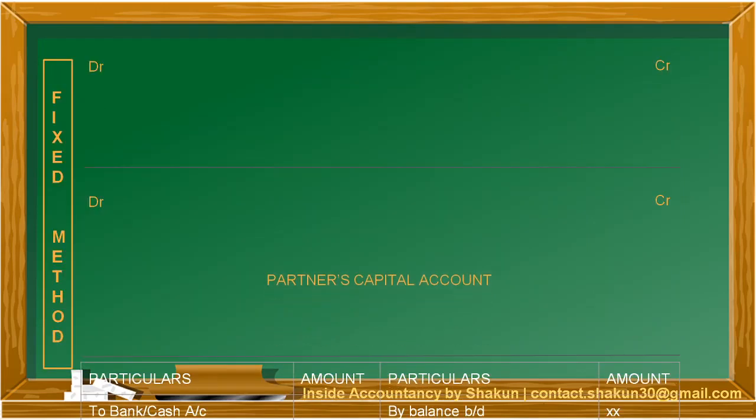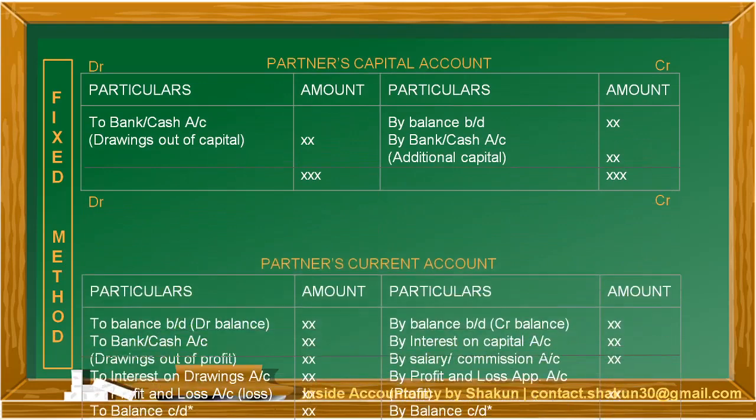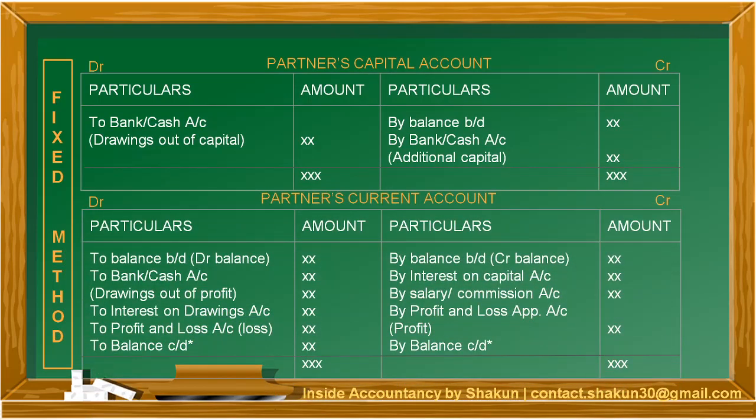In case of fixed method, we maintain two accounts: partner's capital account, which remains fixed and changes only in case of additional capital or drawings out of capital, and we also prepare partner's current account, in which all other appropriations, all other adjustments are shown. Again, the partner's current account can either have a debit or a credit balance.